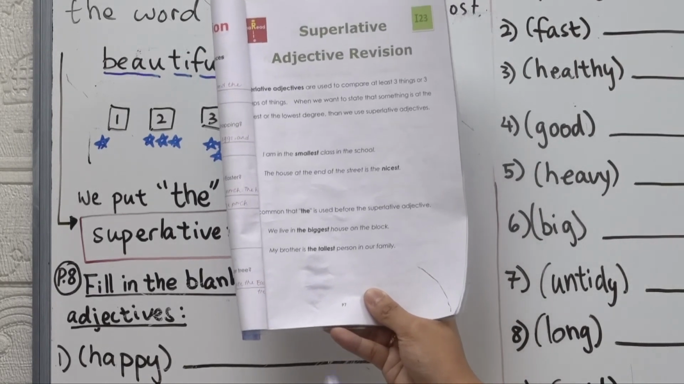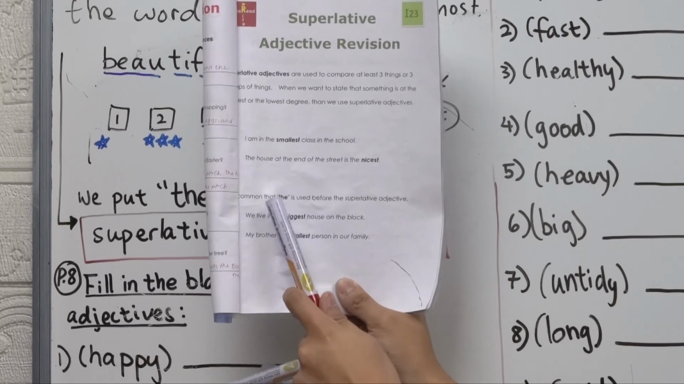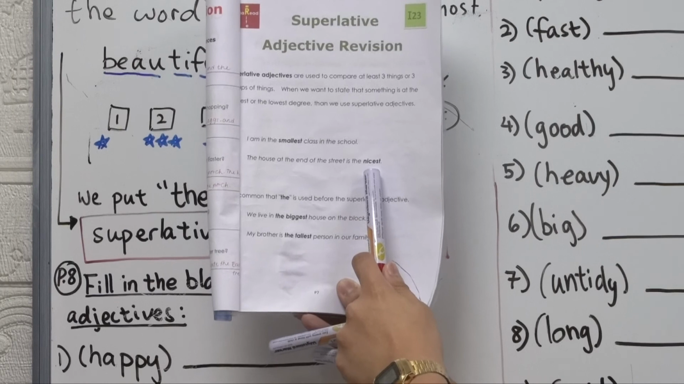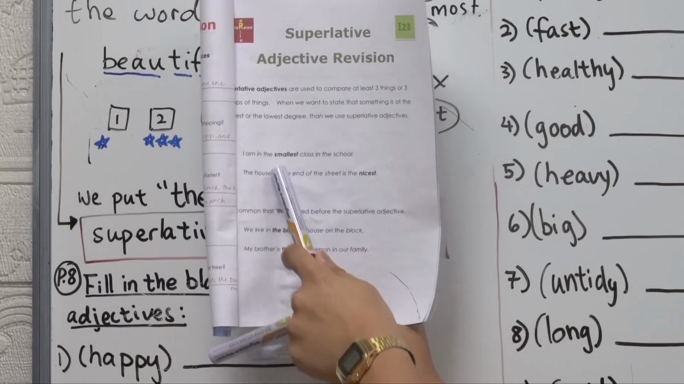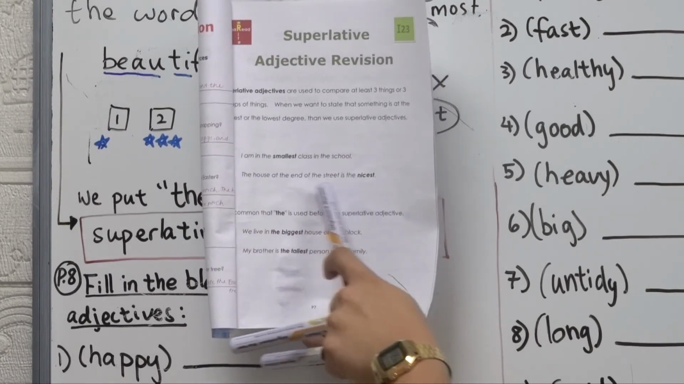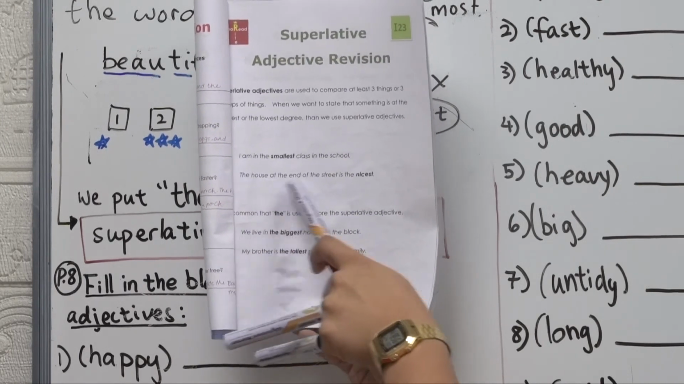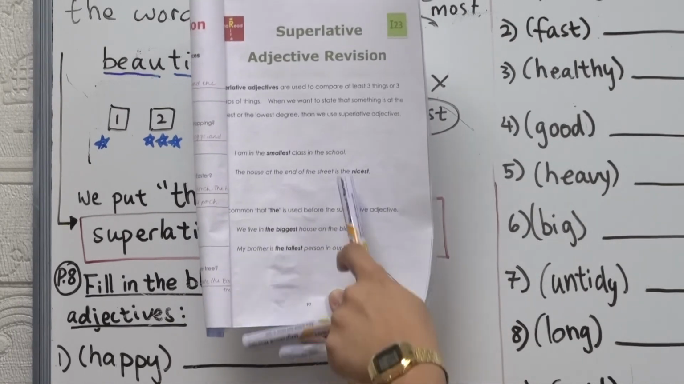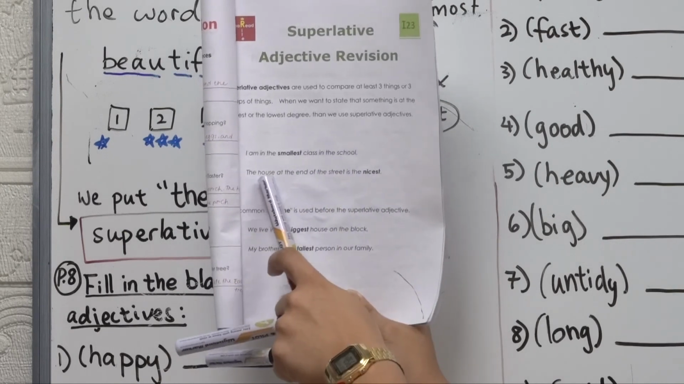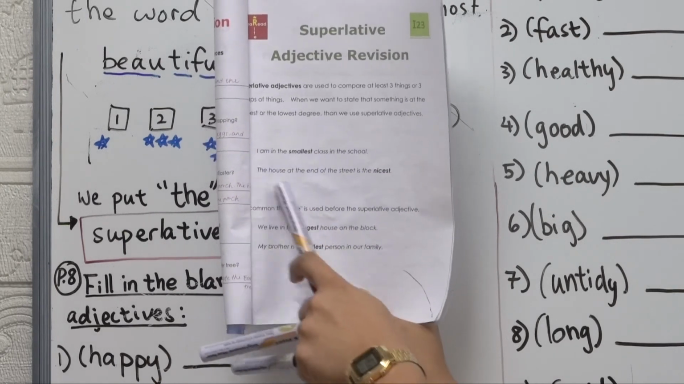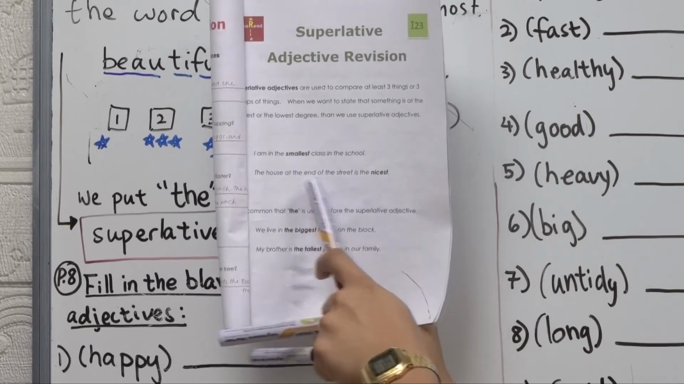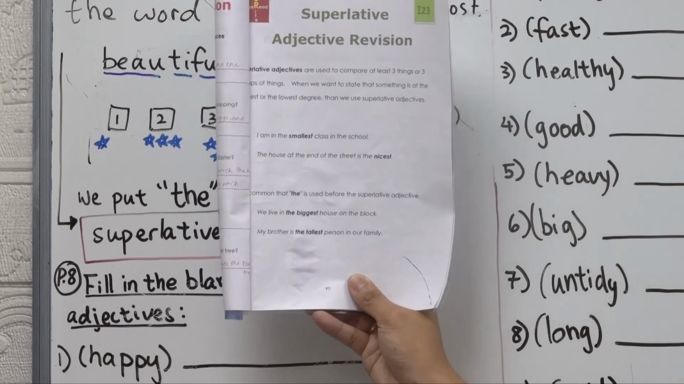And then of course, remember when I said talking about just one thing. So the house at the end of the street is the nicest. We're only talking about one house. But in fact, this sentence is saying this one house out of all the houses in the street is the nicest. So try to look at the meaning of the sentence. Out of all the houses in the street, this one house is the nicest one.